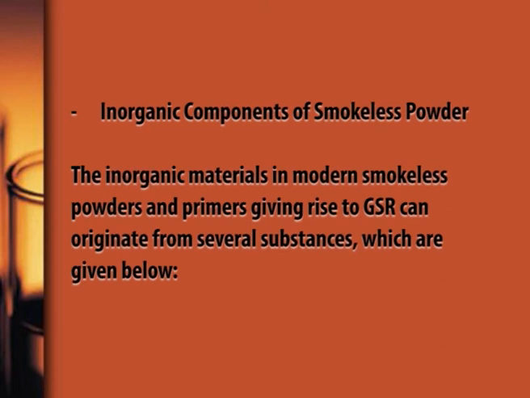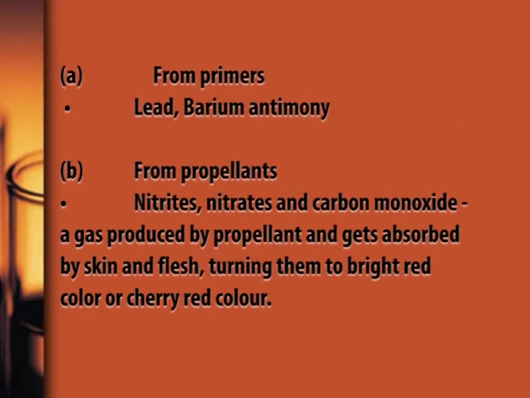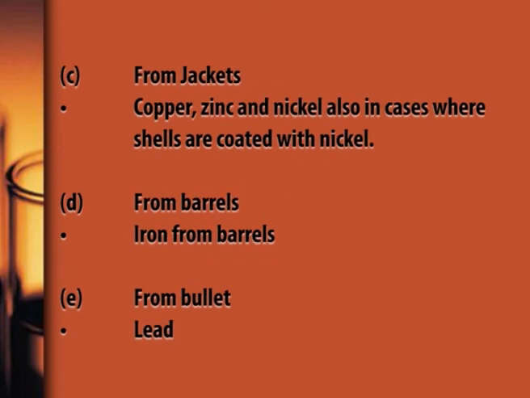The inorganic materials in modern smokeless powders and primers giving rise to GSR can originate from several substances which are from primers, that is lead, barium and antimony, from propellants, nitrites, nitrates and carbon monoxide, a gas produced by propellant and gets absorbed by skin and flesh, turning them to bright red color or cherry red color. From jackets such as copper, zinc and nickel, and also in cases where shells are coated with nickel.